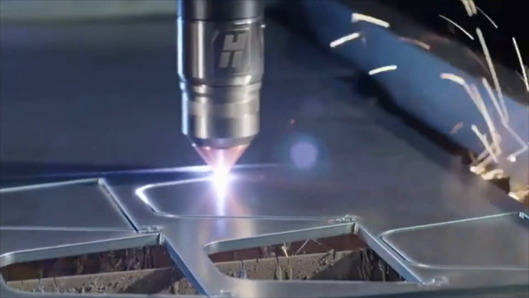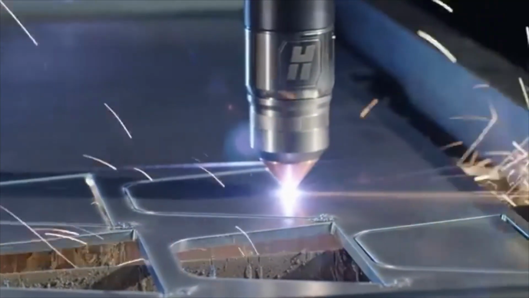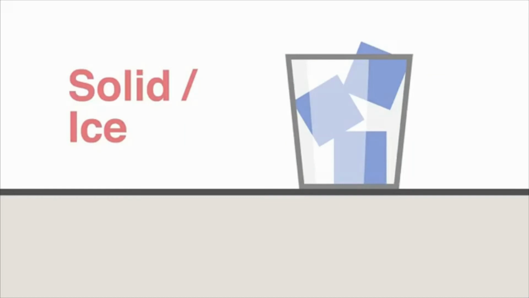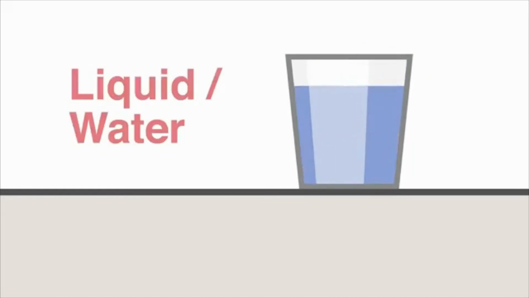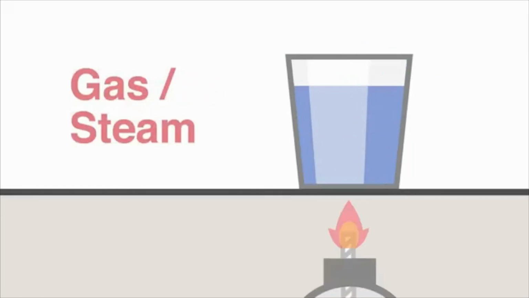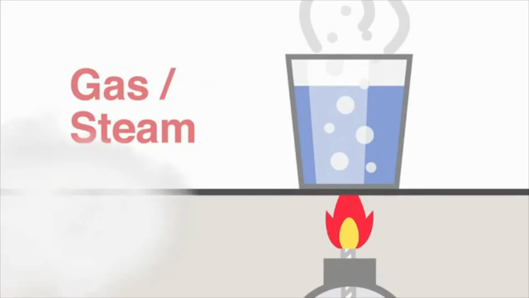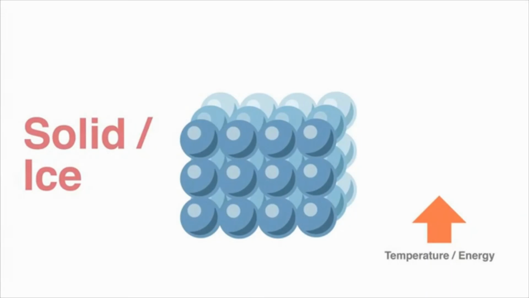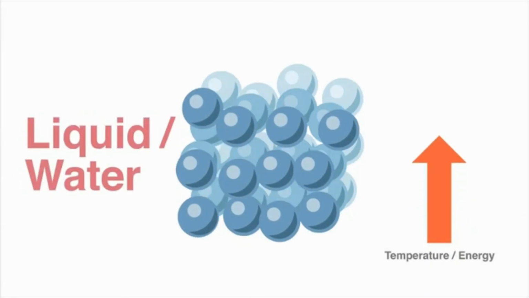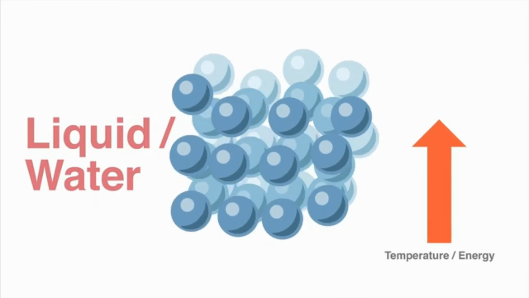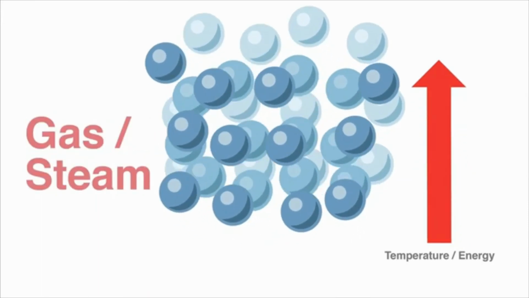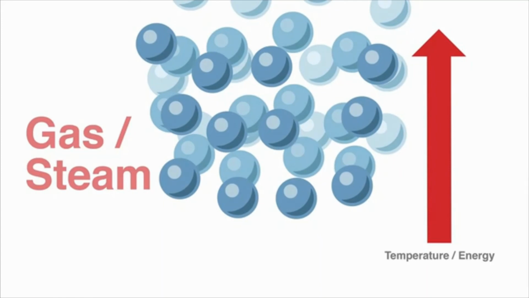Let's take a look at the three other states we're all familiar with. They are solid, liquid, and gas. The difference between these states is their energy. When you add energy to ice in the form of heat, the ice melts and forms water. If you add more energy, the water vaporizes and becomes steam. From ice to water to steam.